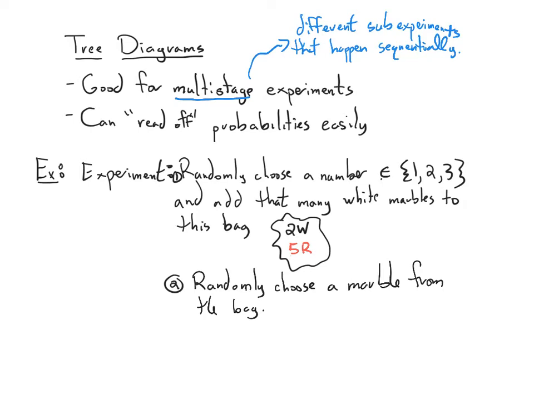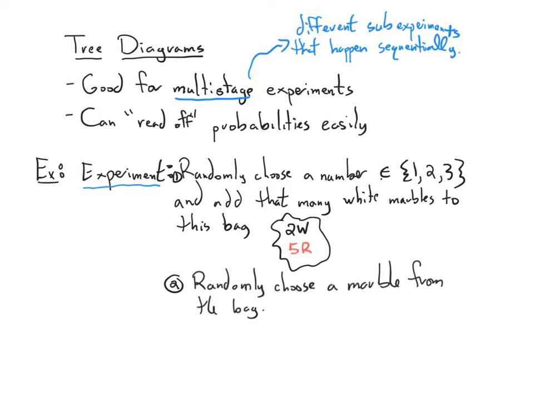And the nice thing about it is you can read off probabilities of events very easily from the tree diagram if you know how. So let's do an example, and while I'm doing the example, I can explain the different parts and how to determine probabilities from this tree diagram. Okay, so let's say we have the following multi-stage experiment.